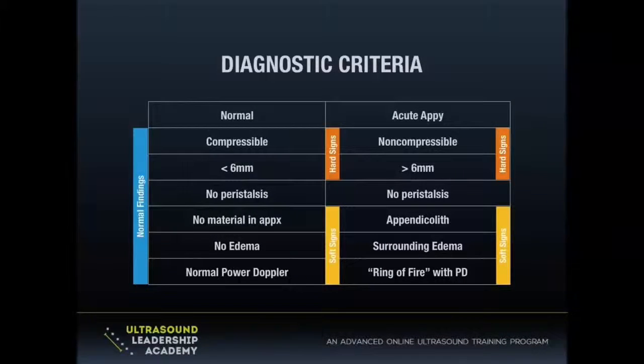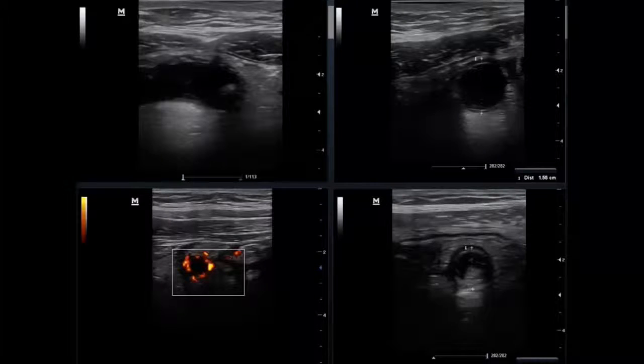But there's also other things that we can find that can diagnose acute appendicitis, like the presence of an appendicolith can be suggestive, or surrounding edema can be highly suggestive, or a ring of fire. We'll talk about all those things in a bit. Here's a couple examples of acute appendicitis.